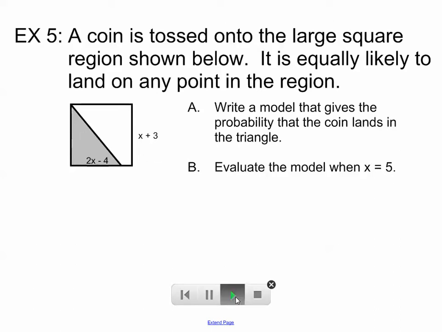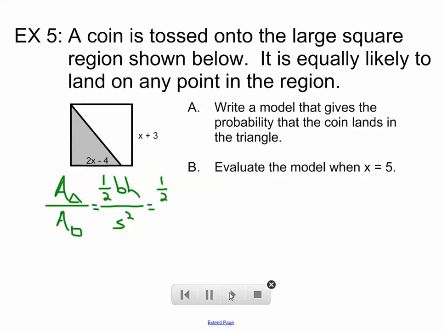Okay, so probability would be favorable outcome. So the probability that it lands in the area of the triangle over the chance that it has to land anywhere, which would be the area of the rectangle. Area of a triangle is 1/2 base times height. Area of a rectangle is, well, in this case it's a square, so side length squared.